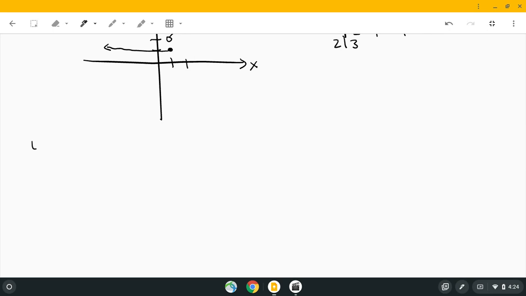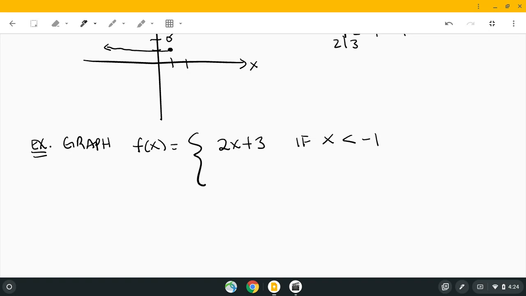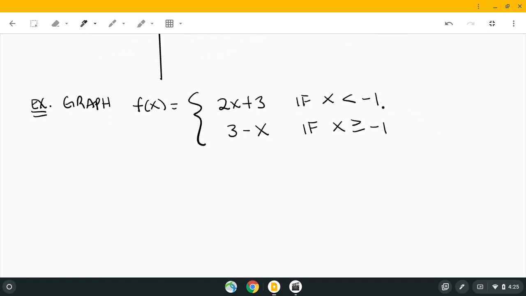Let's take a look at another one. Let's go ahead and graph f of x. So we'll have 2x plus 3 if x is less than -1. And then we'll have this graph, 3 minus x, if x is greater than or equal to -1. Again, here at -1 is where the transition between the two graphs happens.